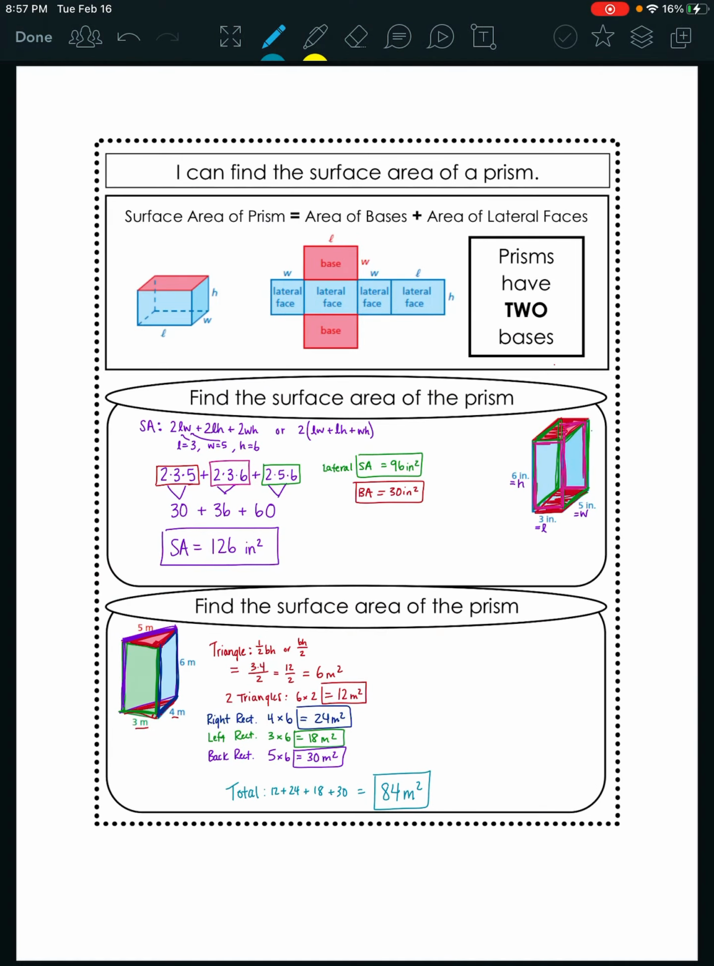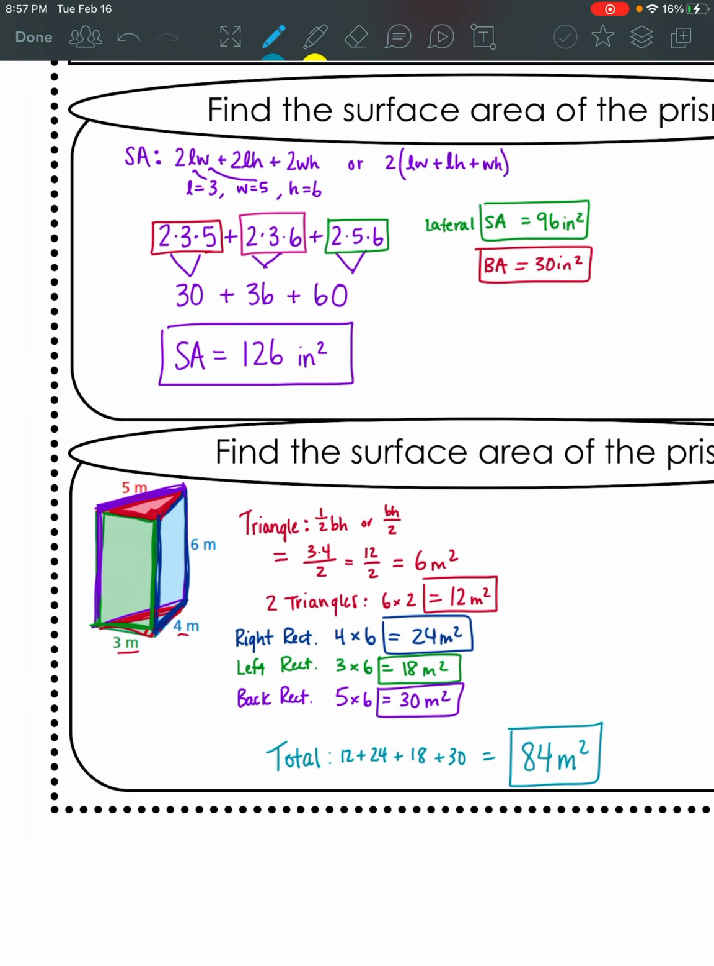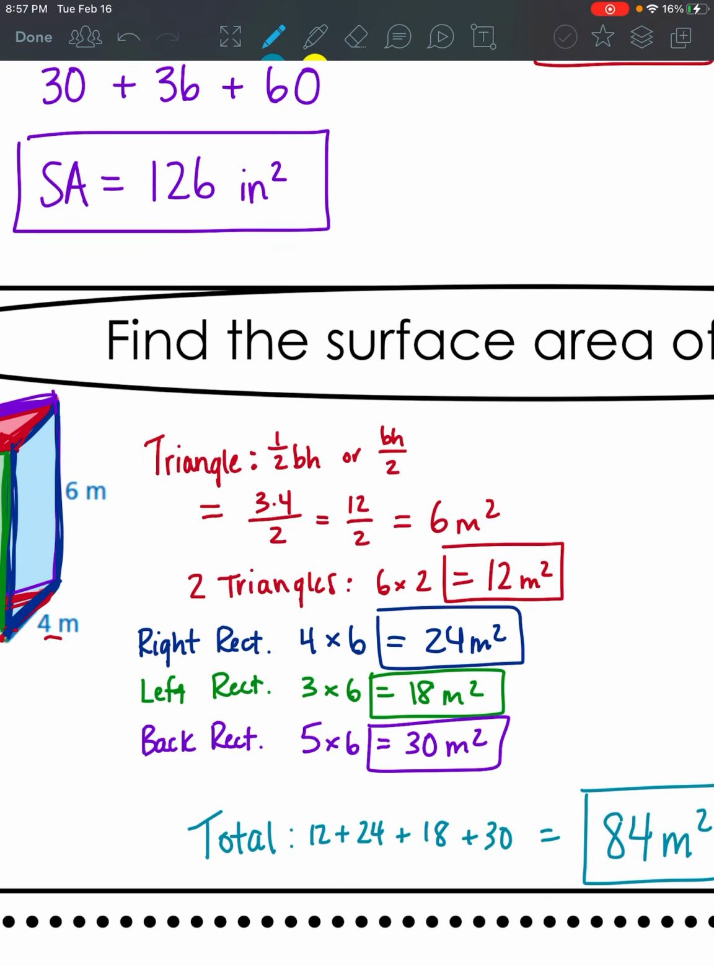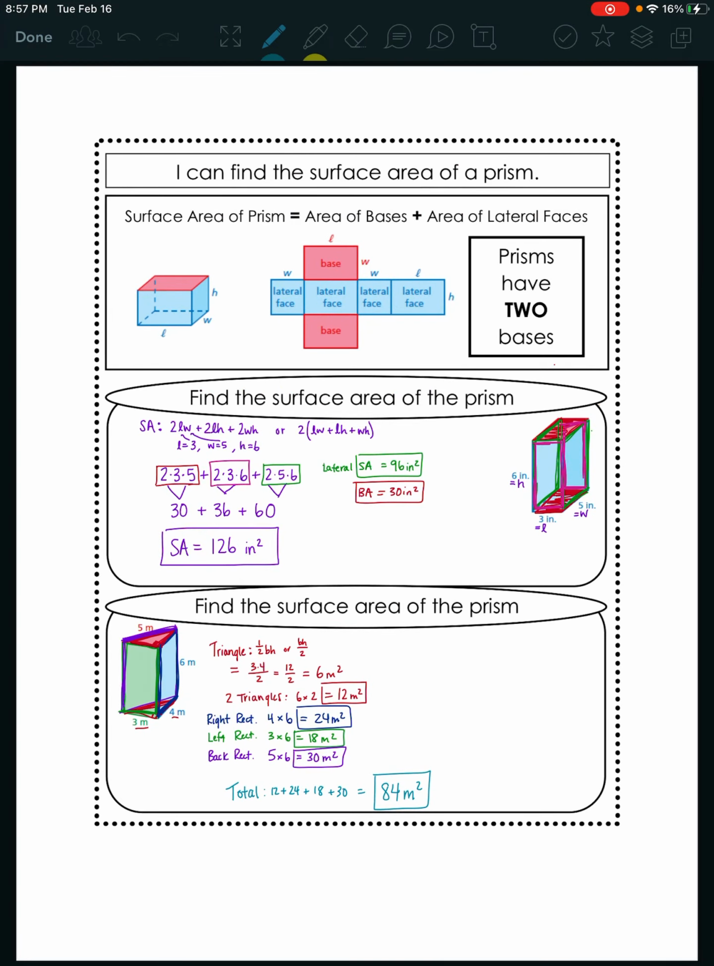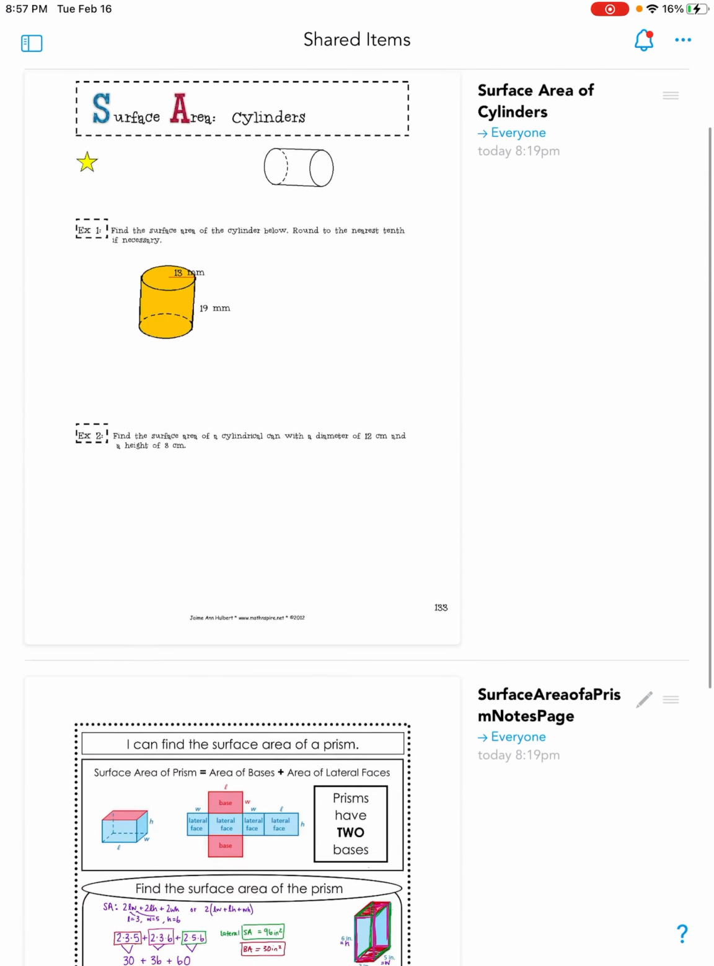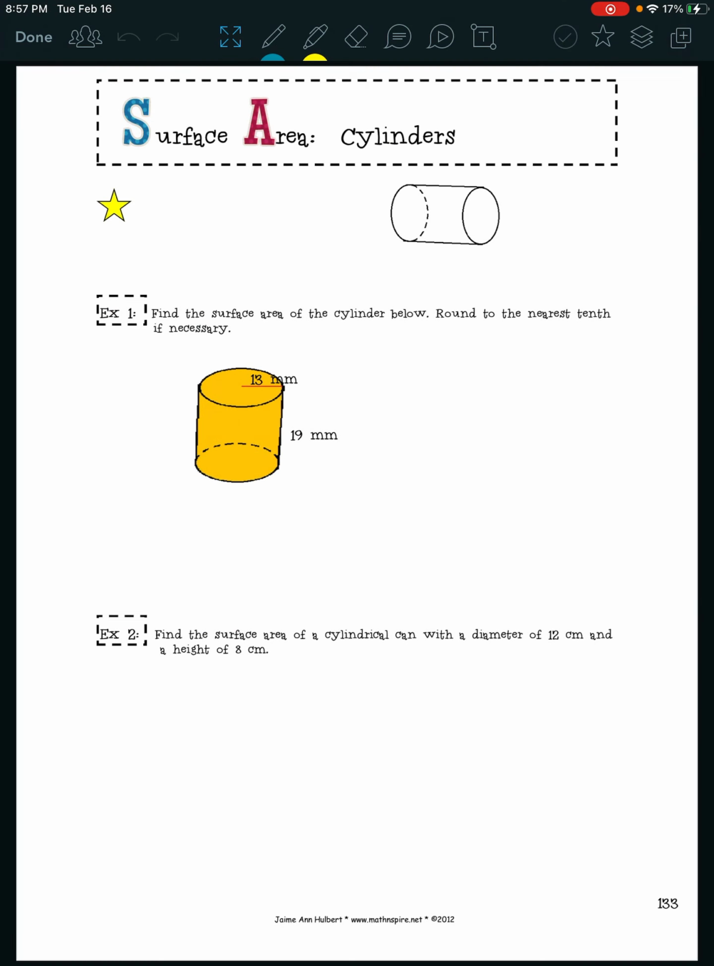Again, it would maybe be a question where you're maybe just finding the lateral sides. And if that were the case, then you would forget about those two triangle bases and just add the 24, 18, and 30. Just depends on the type of question. So there is surface area of prisms. Now go out, and then there is a second page with our cylinders.